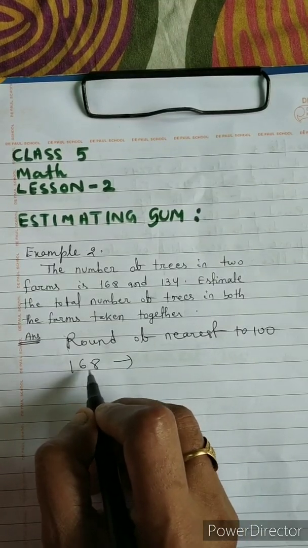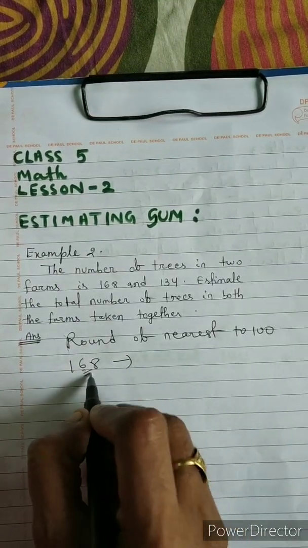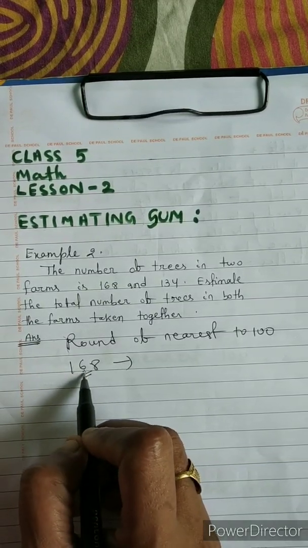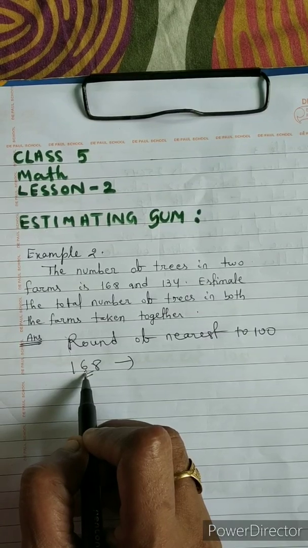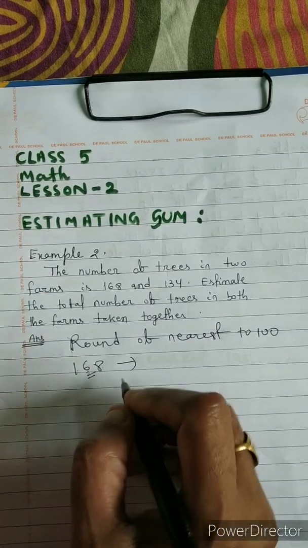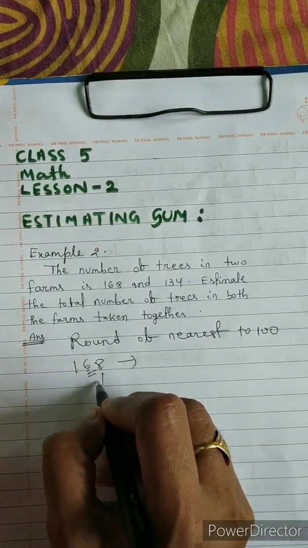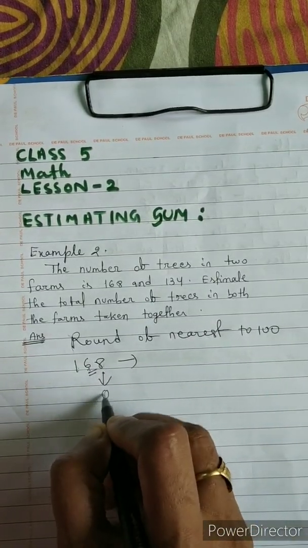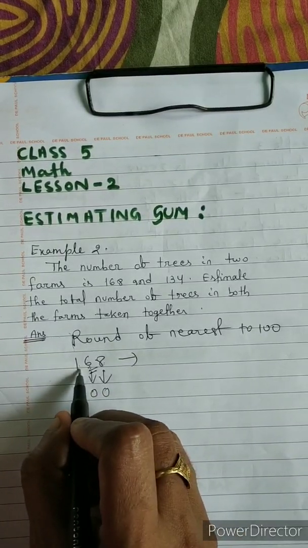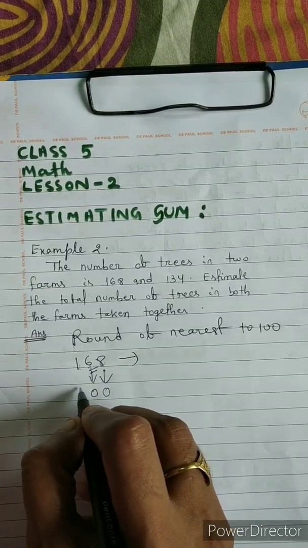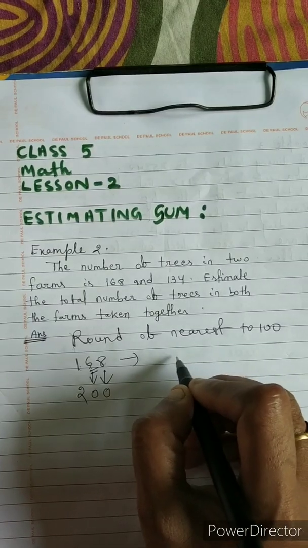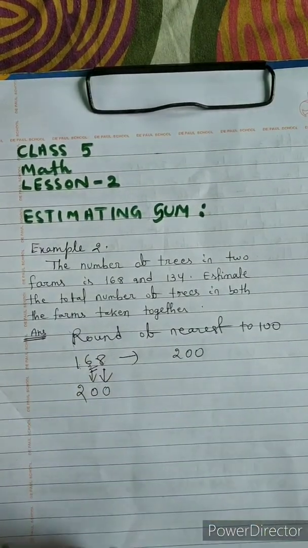Now, because nearest 100 means we look at the tens place digit, and the tens place digit is compared with 5. Because it is 6, both places become 0 and the hundreds place increases by 1. The ones place digit is 0 and the tens place is also 0, but the hundreds place is increased by 1, that is 200. So 168 rounded off to the nearest 100 is 200.